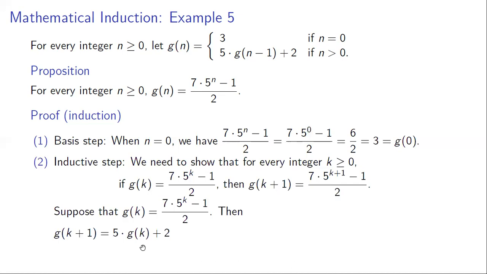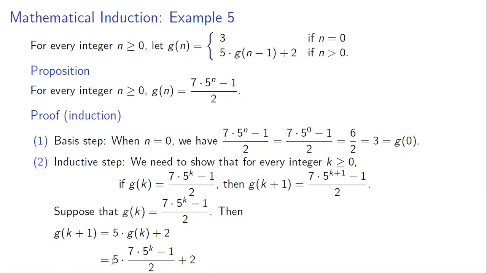All right, but now we are working under the assumption that g of k is equal to 7 times 5 to the k minus 1 divided by 2. So we can replace this with this fraction. Okay, like this. Now what I want to do next, I have to keep in mind my goal. My goal is to show that g of k plus 1 is equal to this fraction, right? So I have g of k plus 1, and I want it to be equal to one big fraction like this. So I want to combine all this into one fraction.